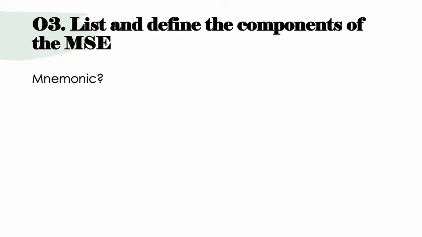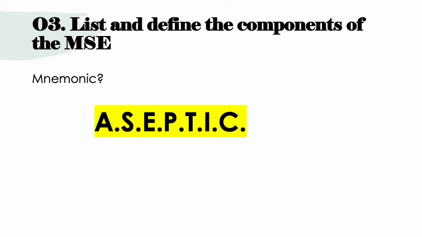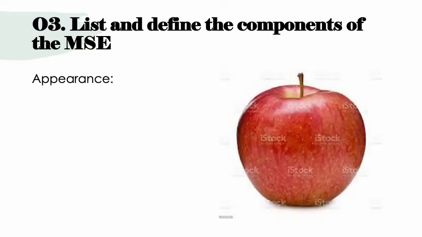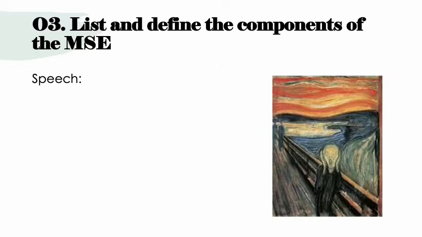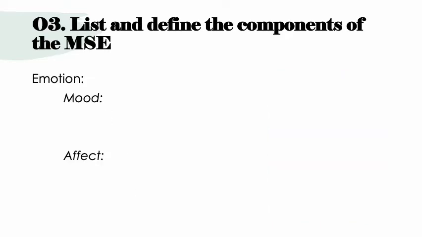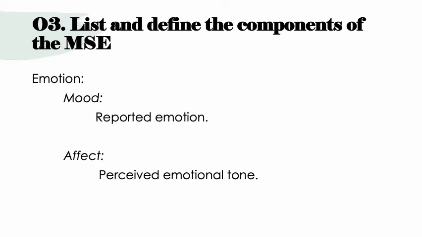A common mnemonic used to remember the components of the mental status exam is ASEPTIC. We'll go through this now. A stands for appearance. S stands for speech, which can be broken down into 3 common components: rate, rhythm, and volume. E stands for emotion, which is divided into both mood and affect. Mood is a described emotion, while affect is the emotional performance or perceived emotional tone.